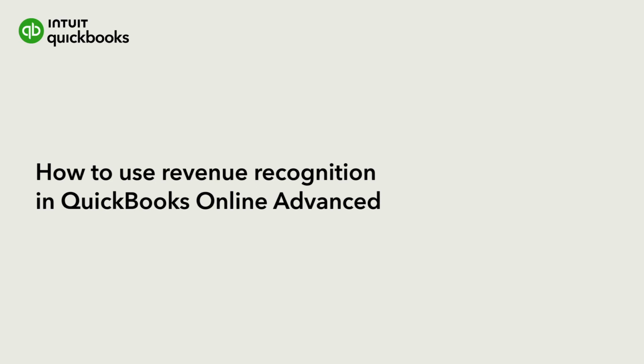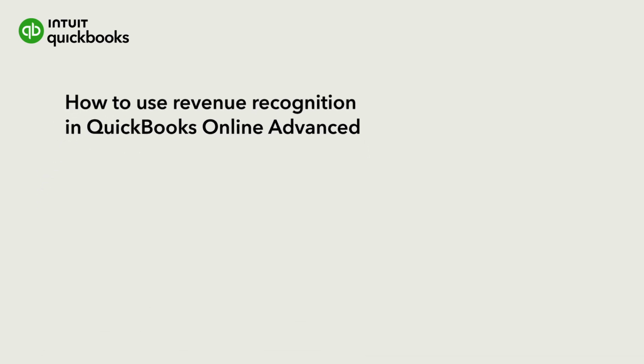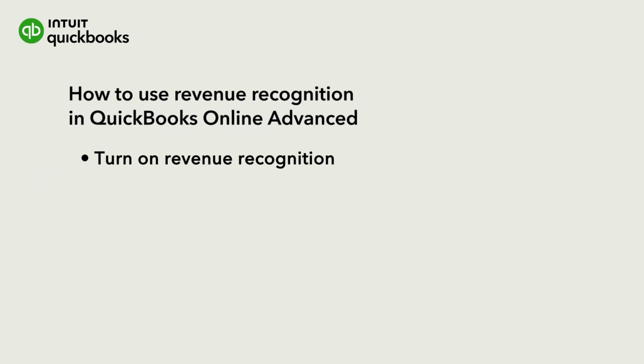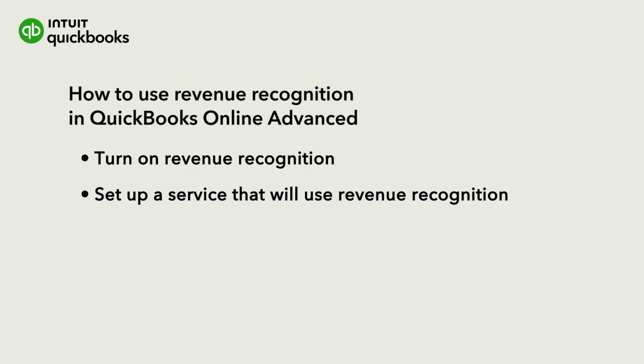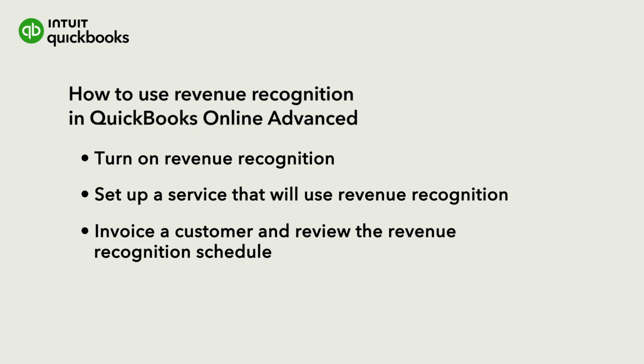With QuickBooks Online Advanced, you can record a payment from a customer for services you'll deliver in the future, and then recognize the revenue over time. Let's go over how to turn on the revenue recognition setting. Then set up a service that you'll invoice for once and recognize the revenue for each month or day. Then invoice a customer for the service and review the revenue recognition schedule.